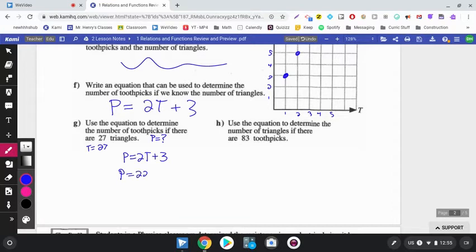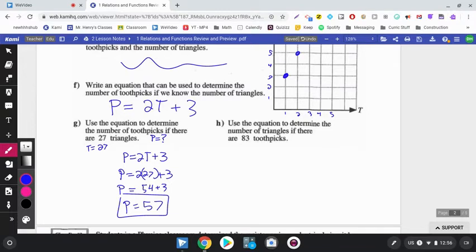P equals 2 times 27 plus 3. Or P equals, well, that would be 54 plus 3. P equals 57. There would be 57 toothpicks if you wanted to have 27 triangles.